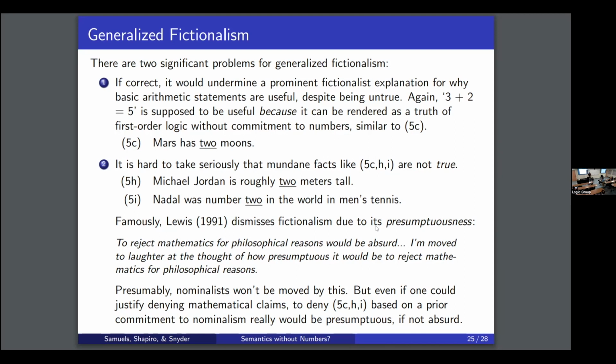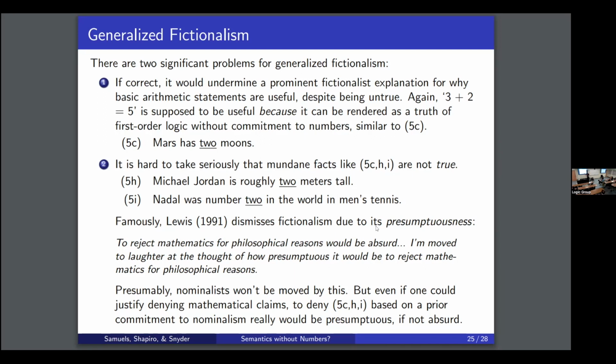The second one is far more intuitive. It's just really, really hard to take seriously that sentences like Mars has 2 moons, or Michael Jordan is roughly 2 meters tall, or Nadal was ranked number 2 in men's tennis, that those are actually not true. These are just mundane facts, right? If you really don't know or you're unsure about those facts, just Google it, right? We all know that this is true.